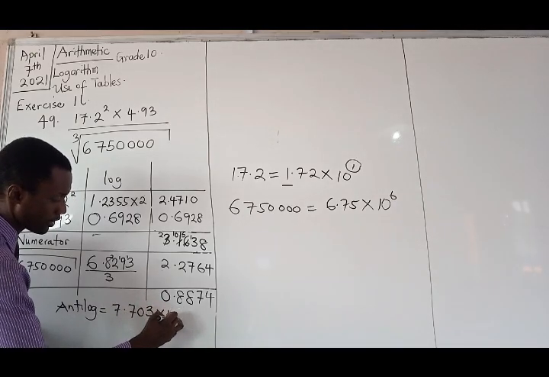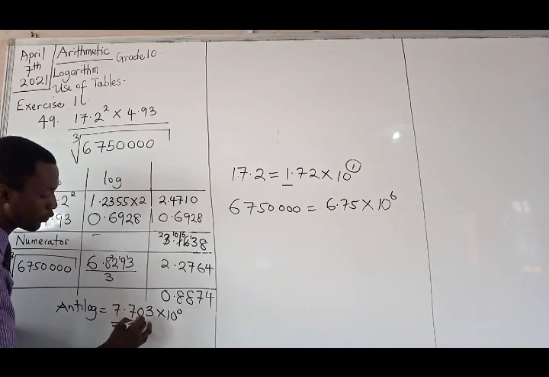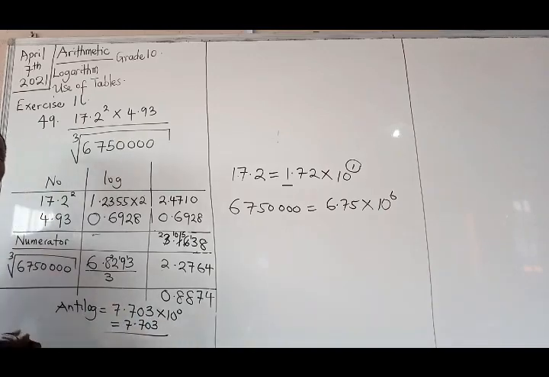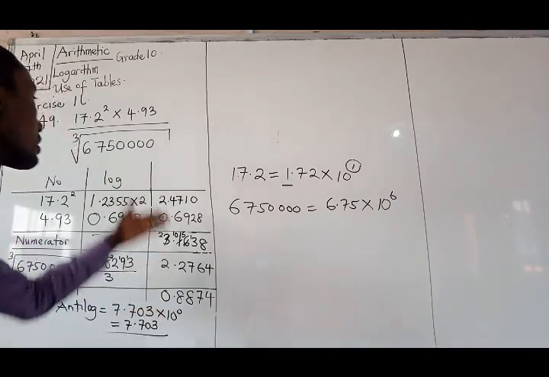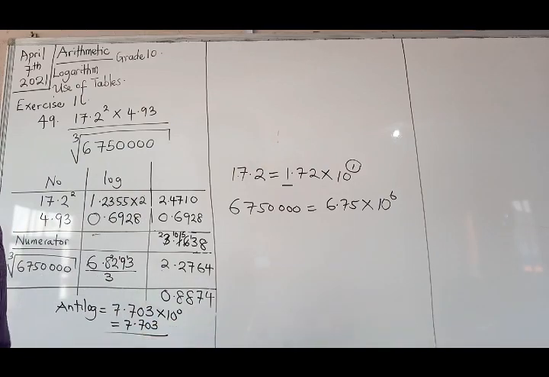7.703 times 10 raised to the power of 0. So the final answer becomes 7.703. That will be the final answer and solution to this problem. And we have solved it.